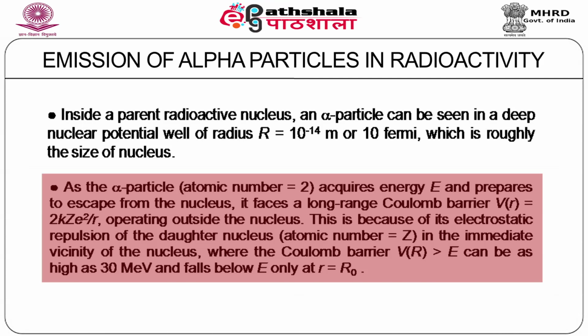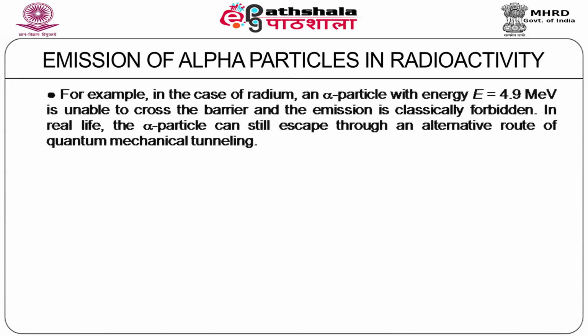radioactive nucleus concerned. The next point, for example, in the case of radium, an alpha particle with energy E equal to 4.9 MeV is unable to cross the barrier and the emission is classically forbidden. In real life, the alpha particle can still escape through an alternative route of quantum mechanical tunneling. So this is a very important point.